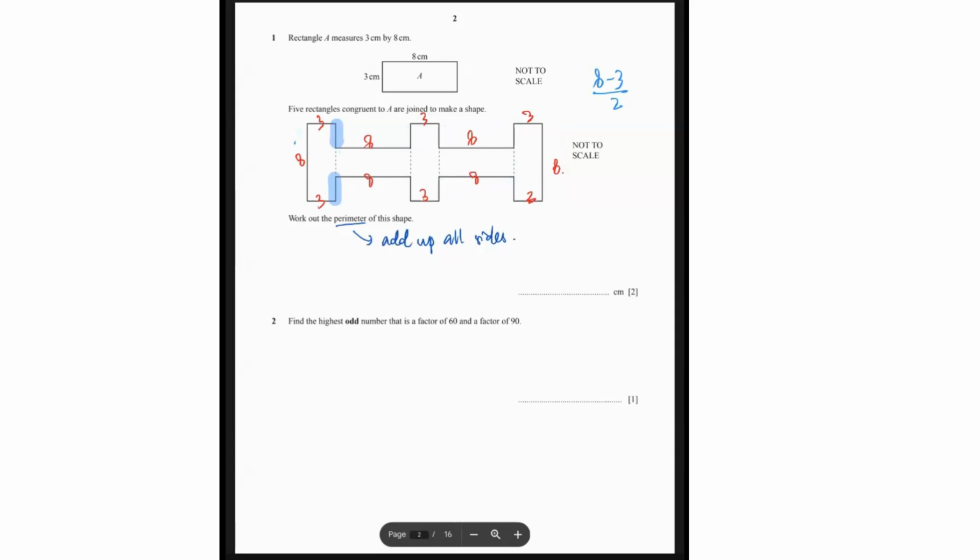So I'm just going to label this in. Here plus here is 5. Here plus here is 5. Here plus here is 5. Here plus here is 5.